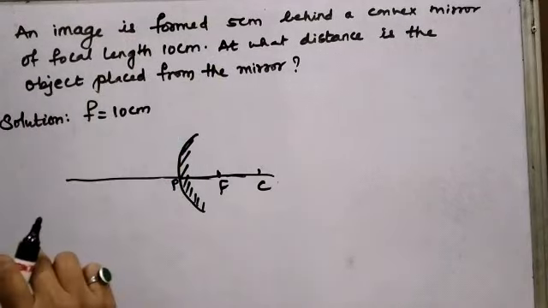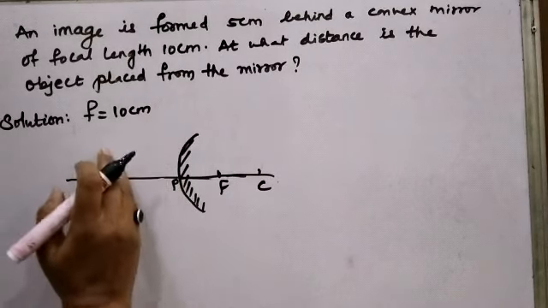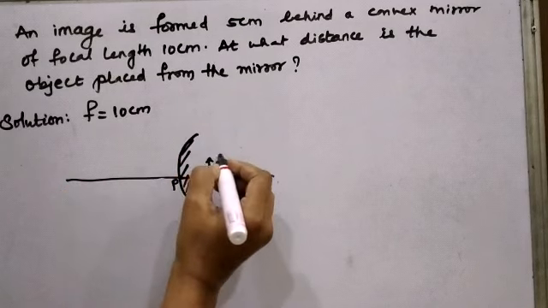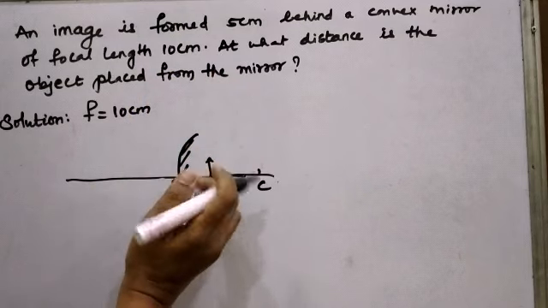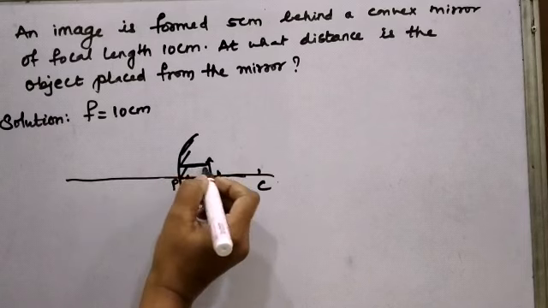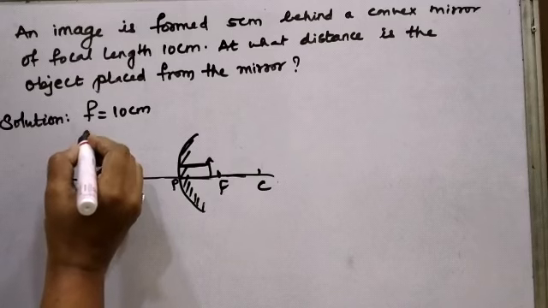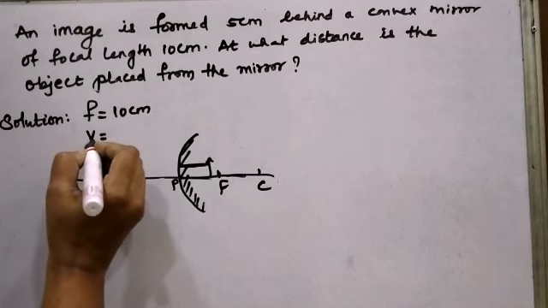Image is formed behind the mirror in case of a convex mirror. This is front of the mirror, behind the mirror. In a convex mirror, always virtual and erect images are formed behind the mirror. So image is formed behind the mirror. Therefore, image distance has to be measured on the right hand side of the origin. Therefore, image distance is given by the symbol V.